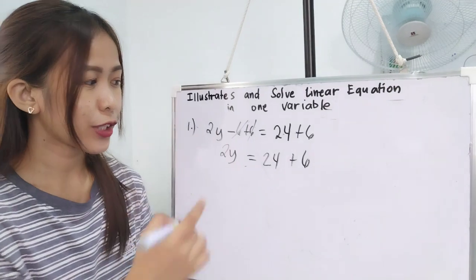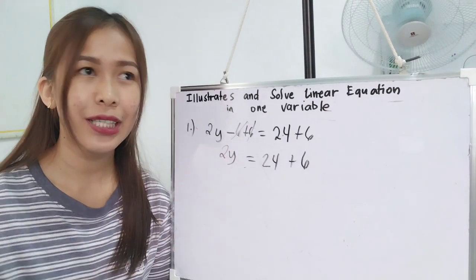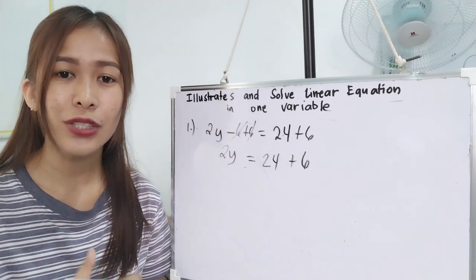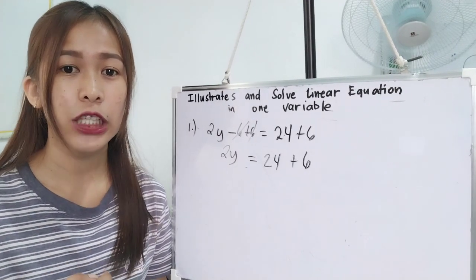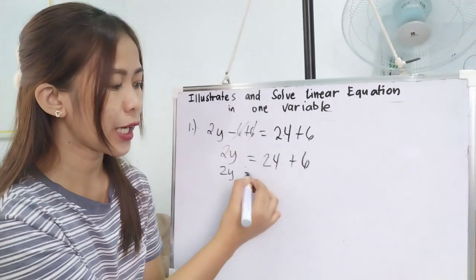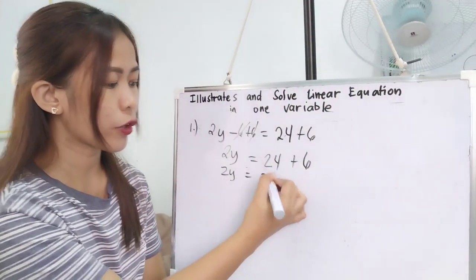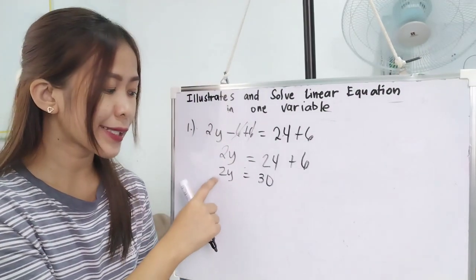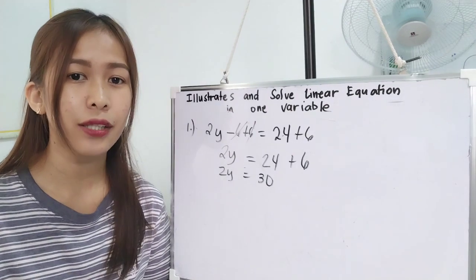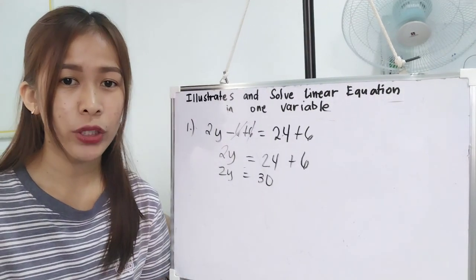Okay? So, tinuro ko lang din sa inyo para syempre may idea kayo kung saan kayo mas comfortable gamitin or kung saan mas advisable ng mga teachers nyo. Alright? So, we have to simplify 24 plus 6, that is 30. And then, dahil meron pang kasamang 2 si y, what we are going to do is to eliminate 2. Kasi si y lang naman yung hinahanap natin.